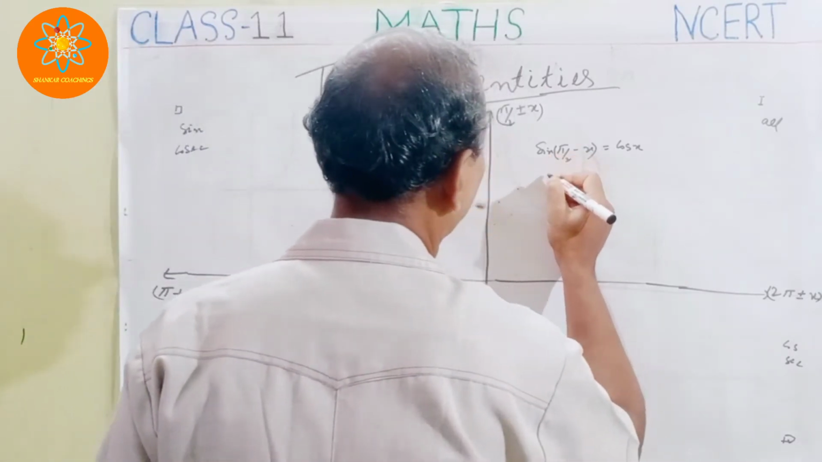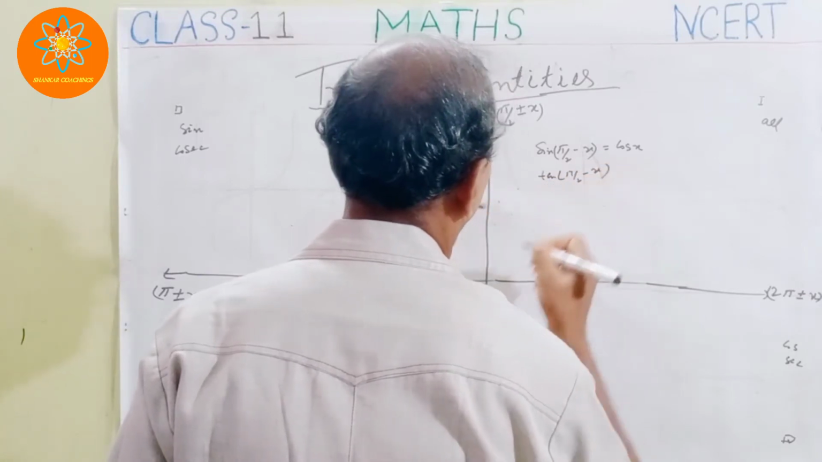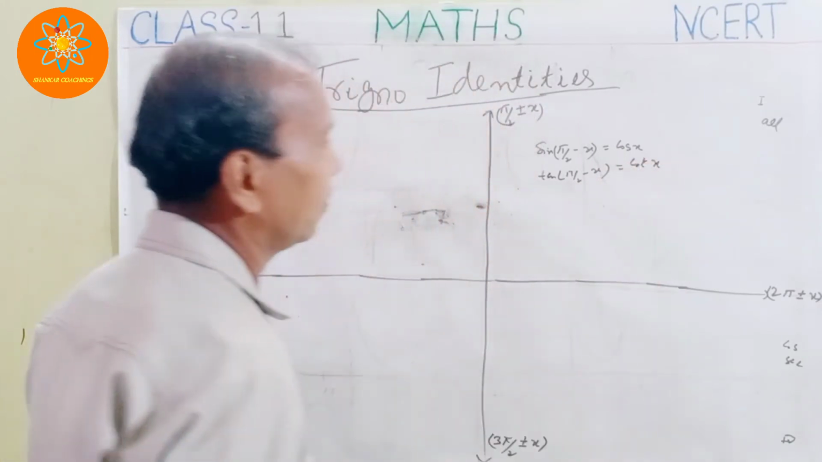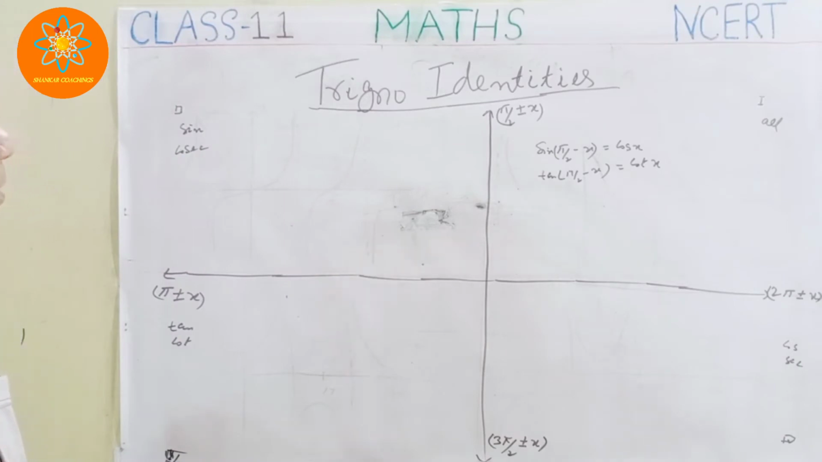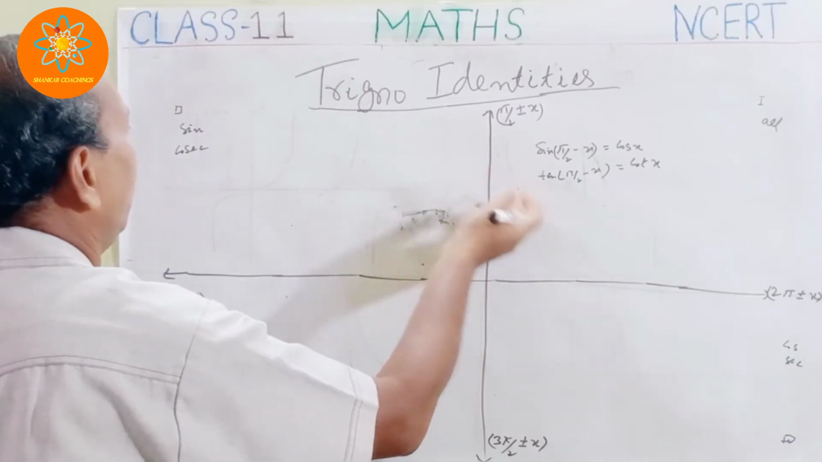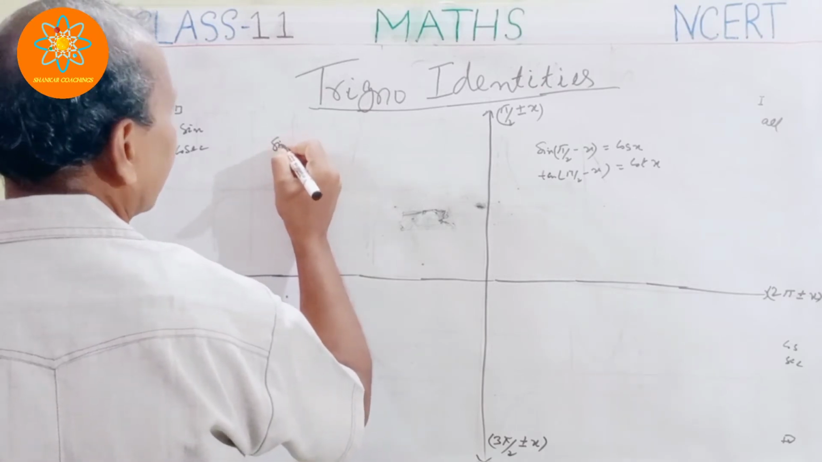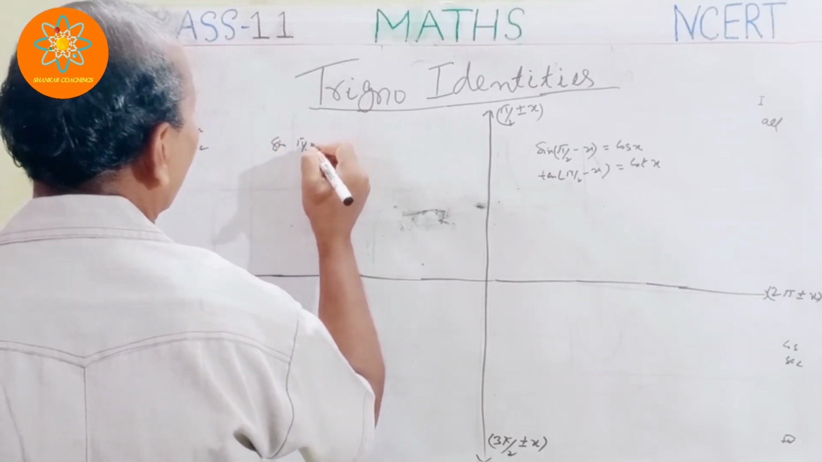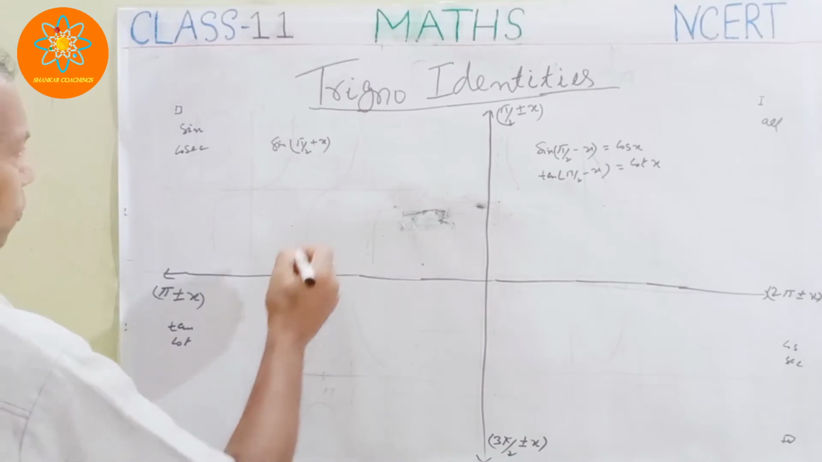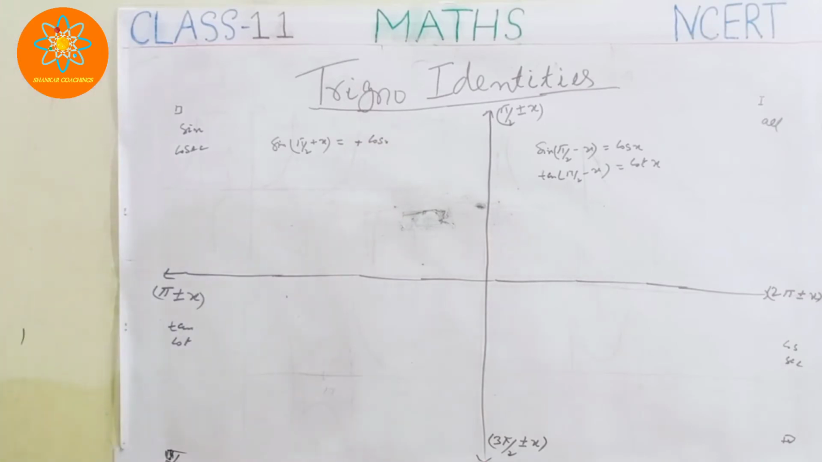Similarly, if I take tan(pi by 2 minus x), that is equal to cot x. Similarly, second becomes cosec. Now if you take pi by 2 plus x, it will be in the second quadrant. So what is the value of sine(pi by 2 plus x)? Sine will change into cos. So this is your cos x, and it is positive there.